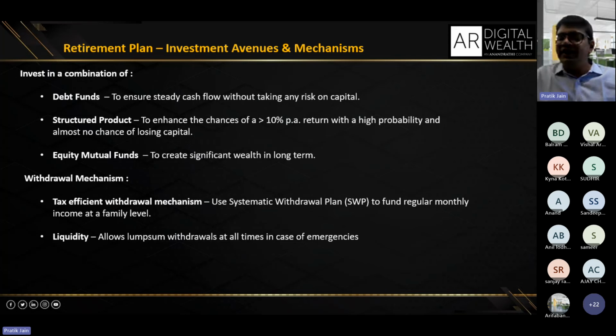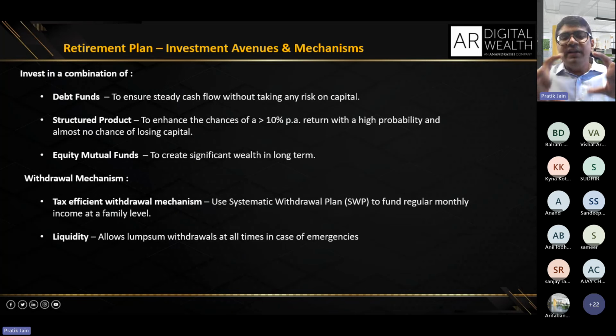Otherwise, any other instrument which is giving a fixed return of 6, 7, 8%, inflation is growing at a faster rate than that. Inflation will eat into his returns and he will have to compromise on his lifestyle or eat into his principal, which will be a further problem in the next 5 years or 10 years post that.